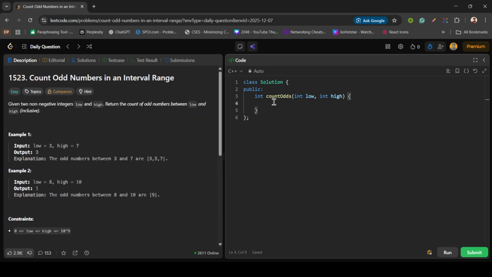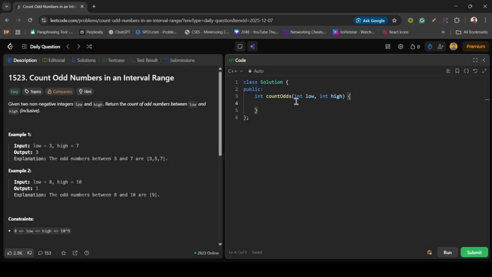So for reducing time complexity, we will use a simple approach. If you see the pattern between example 1 and example 2, you will get that we can find the number of odd numbers just by taking the difference of high and the low number and dividing it by 2.